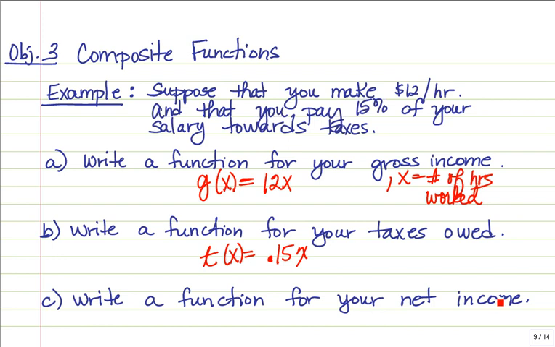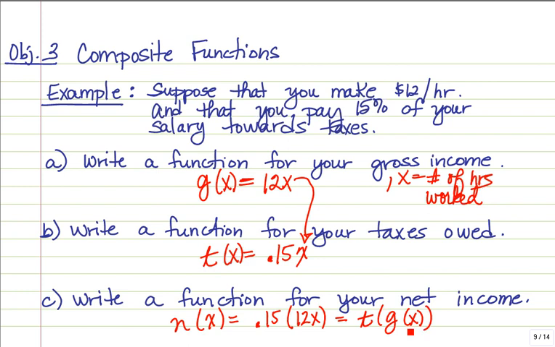And then what would be a function for our net income? Well, our net income is we get paid our 12x, and then we have to pay 15% of that to the government. So would you agree we'd have to really find 15% of our gross income, which is 12x? And what that's really doing is plugging that gross income inside the tax function. In other words, that is doing T of G of x.